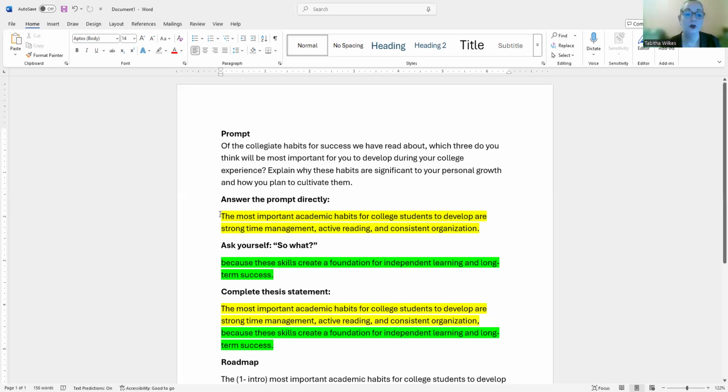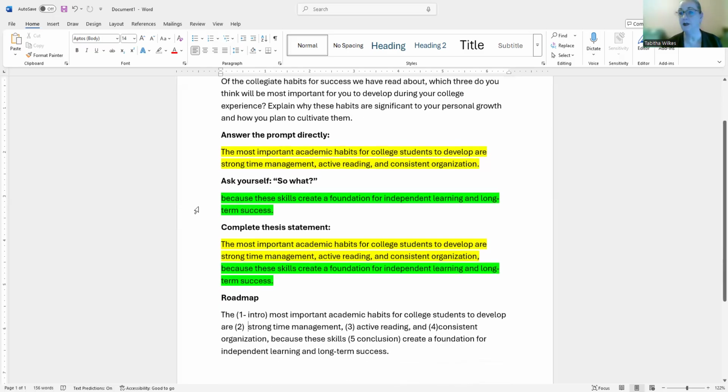So you're going to combine your direct answer to the prompt with your so what and that gives you your complete thesis statement. So this is what it might look like. The most important academic habits for college students to develop are strong time management, active reading, and consistent organization. So what? Because these skills create a foundation for independent learning and long-term success. And so the reason we include so many pieces into our thesis statement is because our thesis statement needs to be a roadmap. Someone should be able to look at your thesis statement and know exactly what each of your following paragraphs is going to be about.